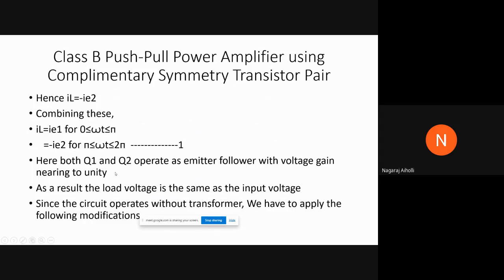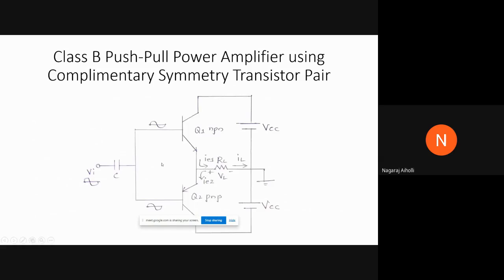Here Q1 and Q2 act as emitter followers. We have already studied the meaning of an emitter follower circuit, is it not? The output at the emitter follows the input at the base. So here the load voltage is equal to the input voltage. And that is the function of the emitter follower circuit, right?